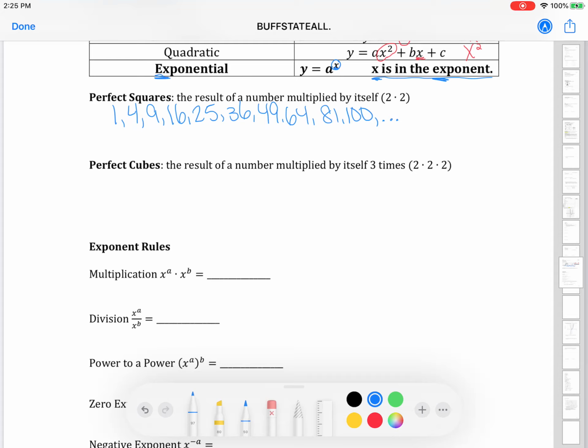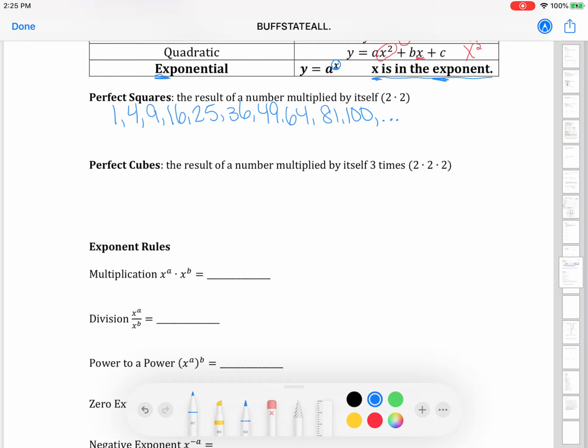It does go on. I'm not really going to give you numbers quite bigger than that you'd have to work with. You want to be able to recognize these numbers. So what I mean by that is if you have an exponential equation and it's got a 25 in it, you should know that it's 5 squared, or it's 5 times 5. If you see a 48, you should think that's not a perfect square.